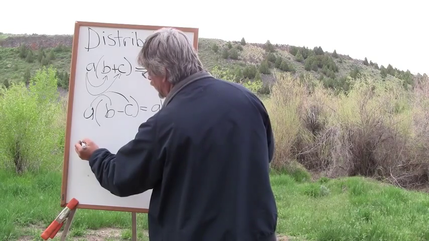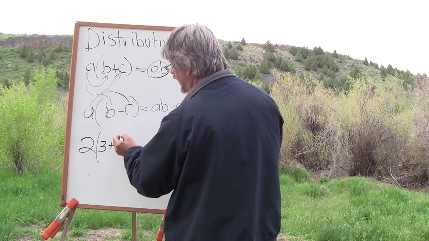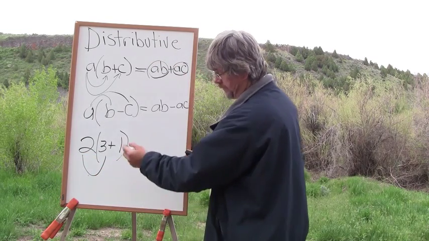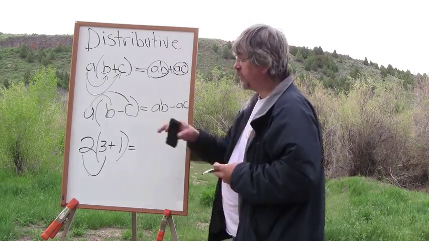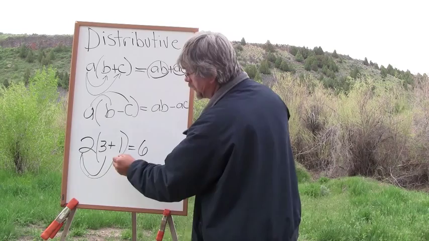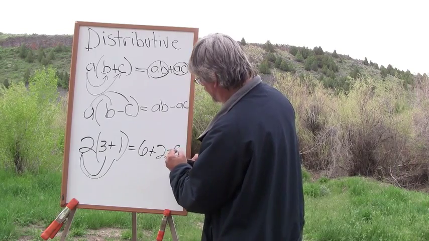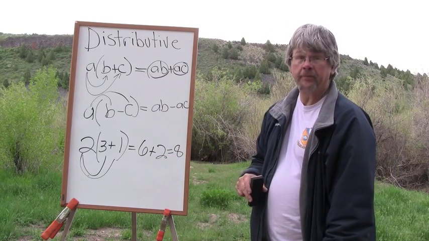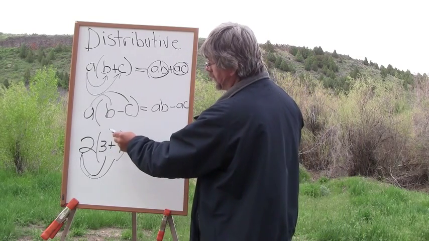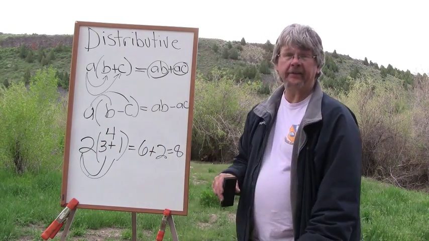Well, let me show you an example. If we had 2 and we had 3 plus 1 here, this would go to 2 times 3. You distribute this 2 to each one of the terms in the parenthesis, so that's going to be 6. And then we go 2 times 1, which is 2, and that equals 8. And that is the answer. If you add the inside terms, 3 and 1, you can see that that's 4, and 2 times 4 is 8.